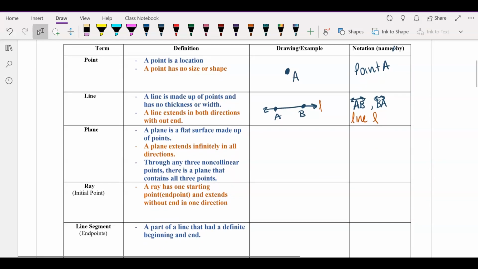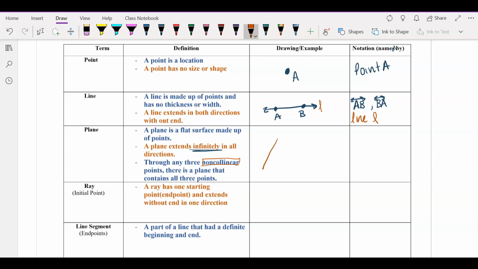Then we have here a plane, and no, it is not the plane that you see in the sky. So a plane is a flat surface, so think of your desk. It's a flat surface, but it's going to extend indefinitely in all directions. There must be 3 non-collinear points. Think of the word non-collinear. Linear means in a straight line. If it's non, that means they are not in a straight line.